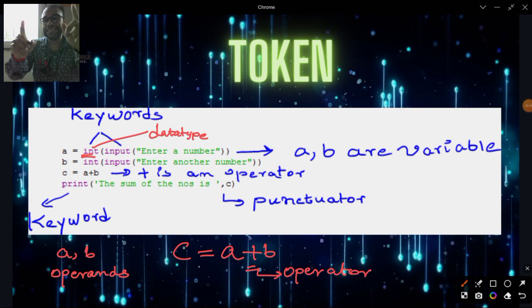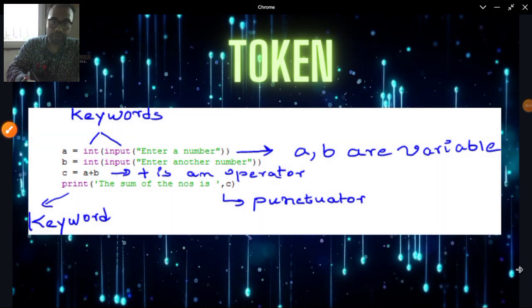So we can see that in a particular program, tokens are present from the first to the last fragment of a code. That is, in Hindi, if we say, from beginning to end, everything is made up of tokens. Okay, that is what it means. So let's move to the next topic.